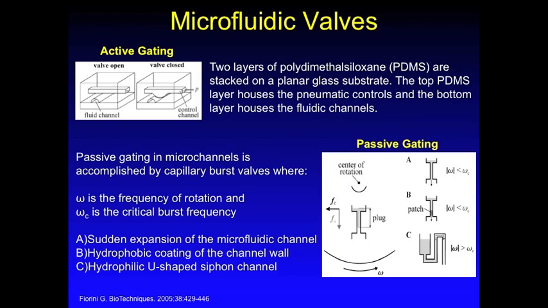Passive gating can be achieved using capillary burst valves. In this example, fluid driven by centrifugal force is controlled by A, a sudden expansion in the microfluidic channel, B, a hydrophobic coating on the channel wall, both where the rotational speed must exceed the burst frequency for fluid to continue, or C, a hydrophilic U-shaped siphon channel, where the rotational speed must exceed the burst frequency for fluid to stop.